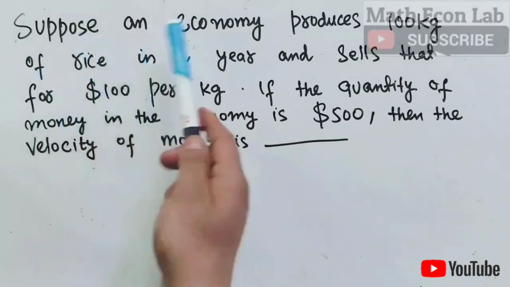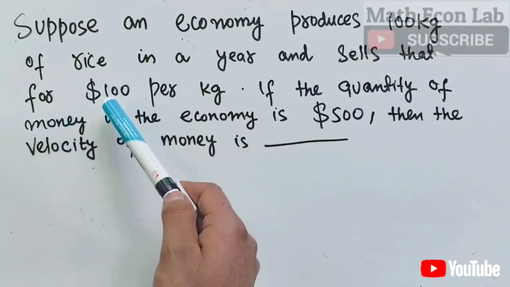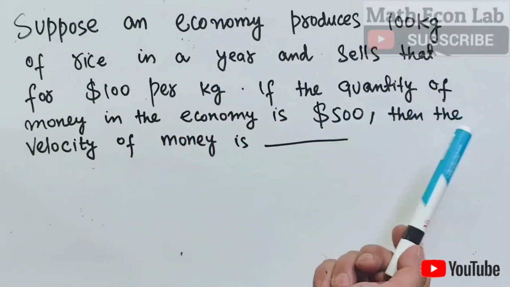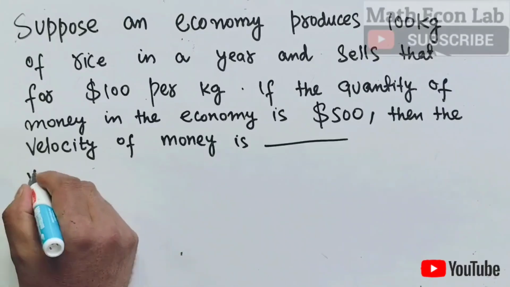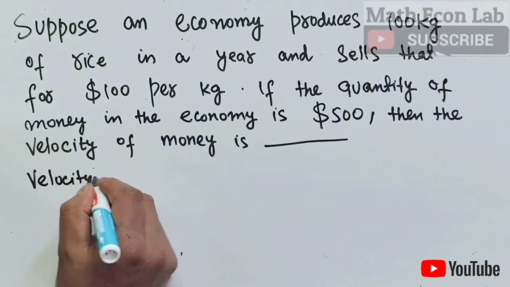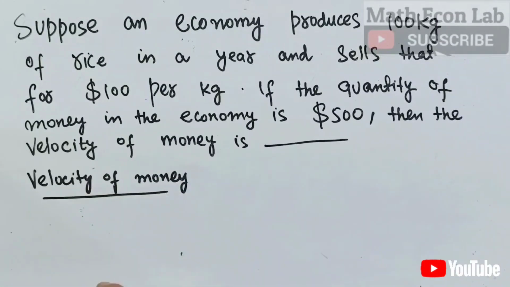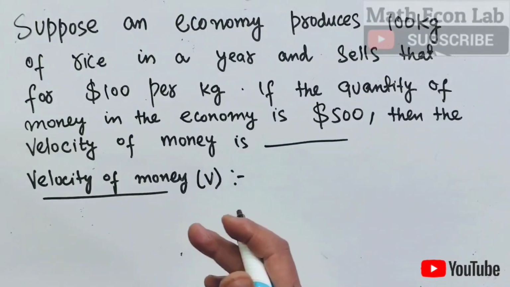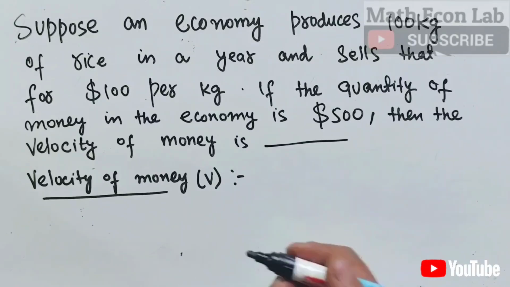Next question is, suppose an economy produces 100 kg of rice in a year and sells that for $100 per kg. If the quantity of money in the economy is $500, then the velocity of money is, we need to find out. So by velocity of money, what do we mean? We denote it by V. Velocity of money measures the number of times one unit of currency is used to purchase goods and services within the given period in an economy.